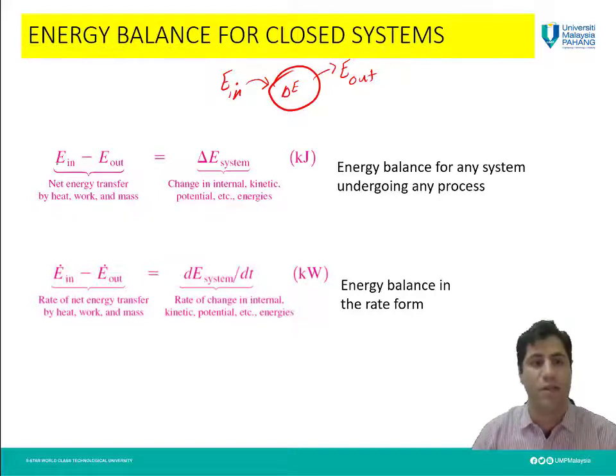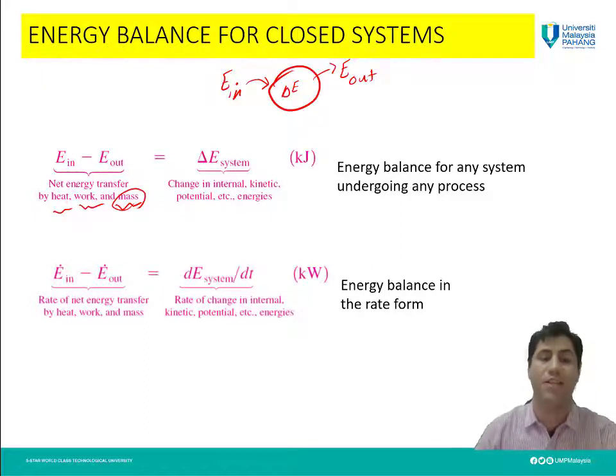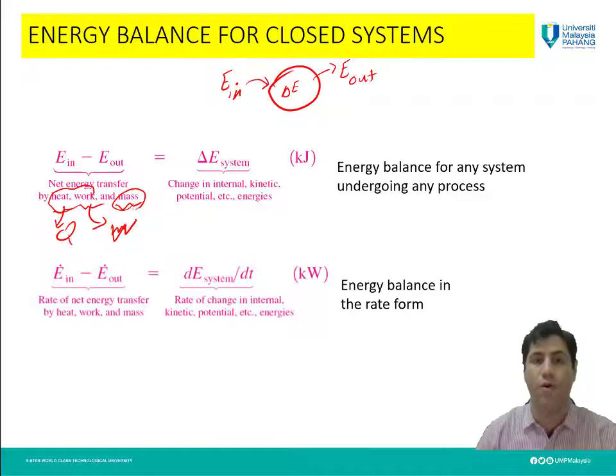In other words, this E in minus E out is the net energy transfer by heat, work, or mass, which for a closed system, we don't have mass transfer. So the whole energy transfer for a closed system is due to heat as Q and work as W.